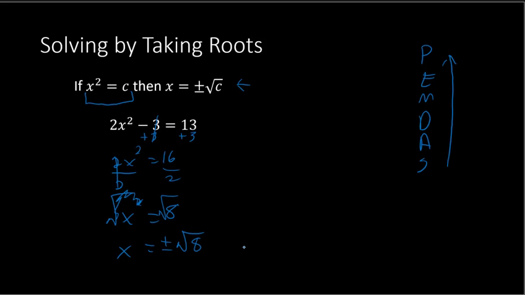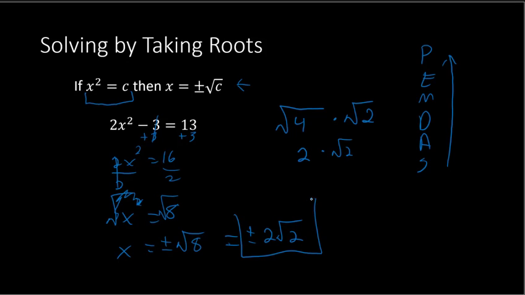Or if you keep it with a radical, you want to make sure that you simplify. So we're assuming you know how to do that pretty well. But the square root of 8 you could write as the square root of 4 times the square root of 2. And the square root of 4 is 2. So 2 times the square root of 2. And that is our simplified number. So what we have is plus or minus 2 times the square root of 2.